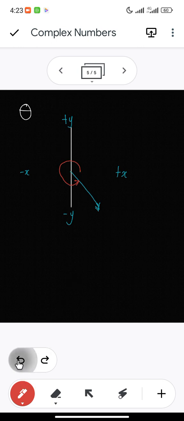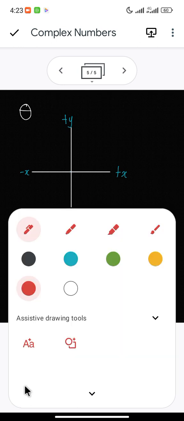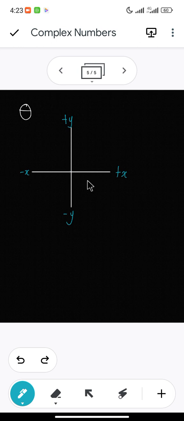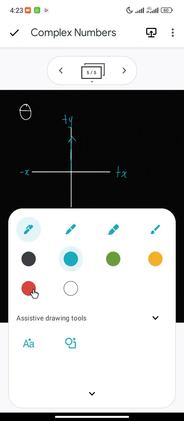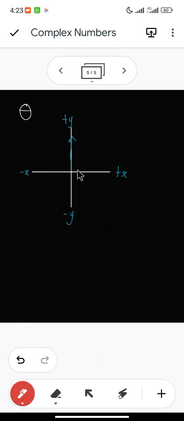Now there are special cases where the modulus lies on the same line with one of these axes. Let's take an instance. Let's say we have the modulus directly on this line. It's very obvious that your augment will just be this, which is theta will be equal to 90 degrees.